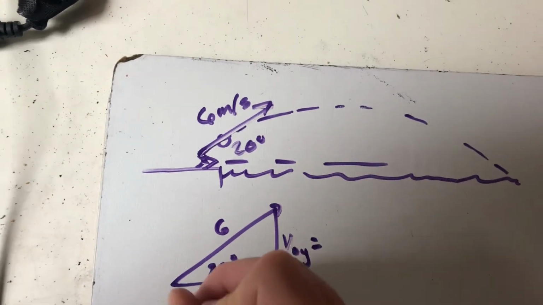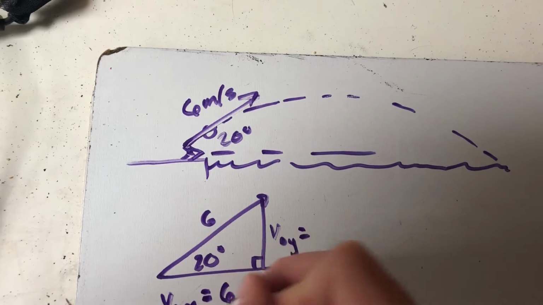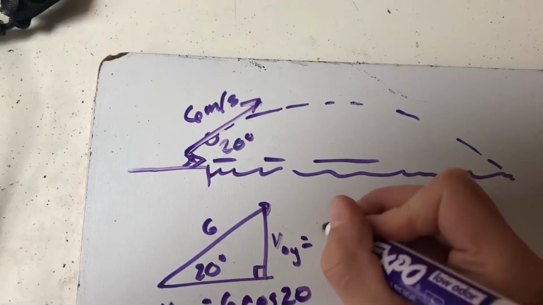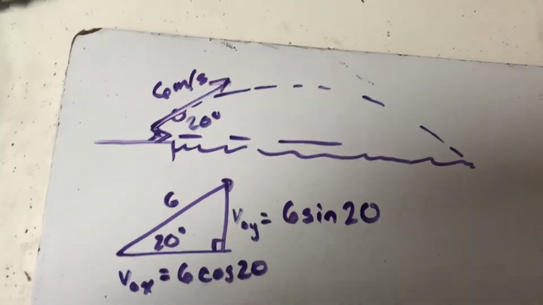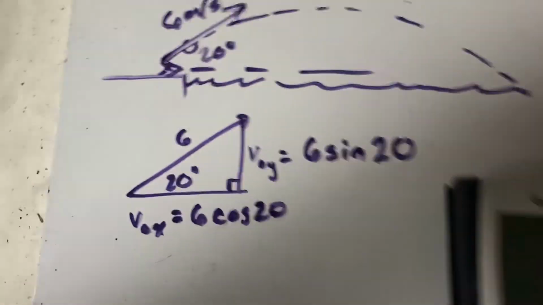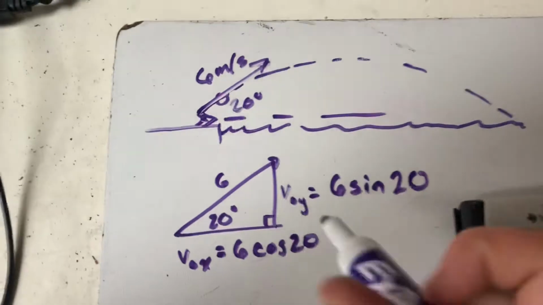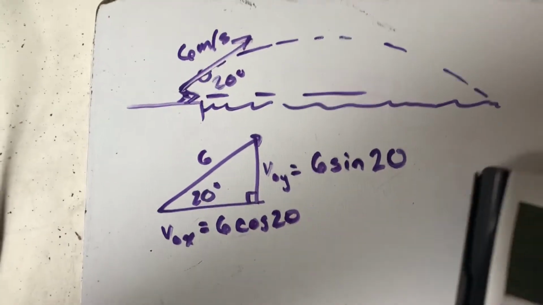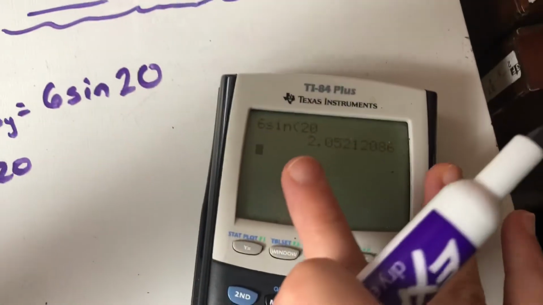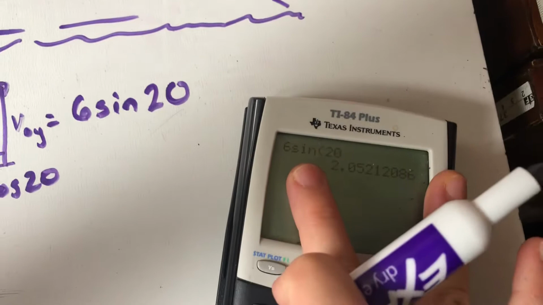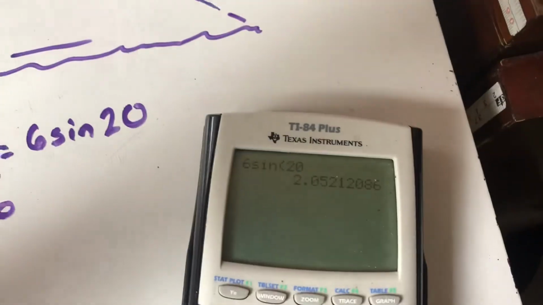V0y, V0x is 6 cosine 20, 6 sine 20, because, pretty formulaic at this point, using our vector formulas or a little bit of trig. We just have to plug this into a calculator. And remember, if you're using your phone calculator, you have to type the angle first, then the trig value, then multiply by the original vector.